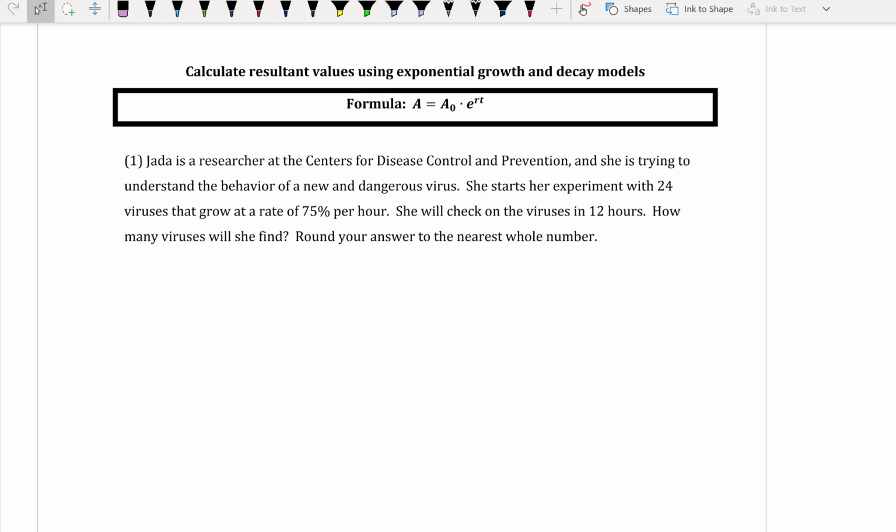For number 1, it says Jada is a researcher at the Center for Disease Control and Prevention, and she is trying to understand the behavior of a new and dangerous virus. She starts her experiment with 24 viruses that grow at 75% per hour. She would check on the virus in 12 hours. How many viruses will she find? Round your answer to the nearest whole number.